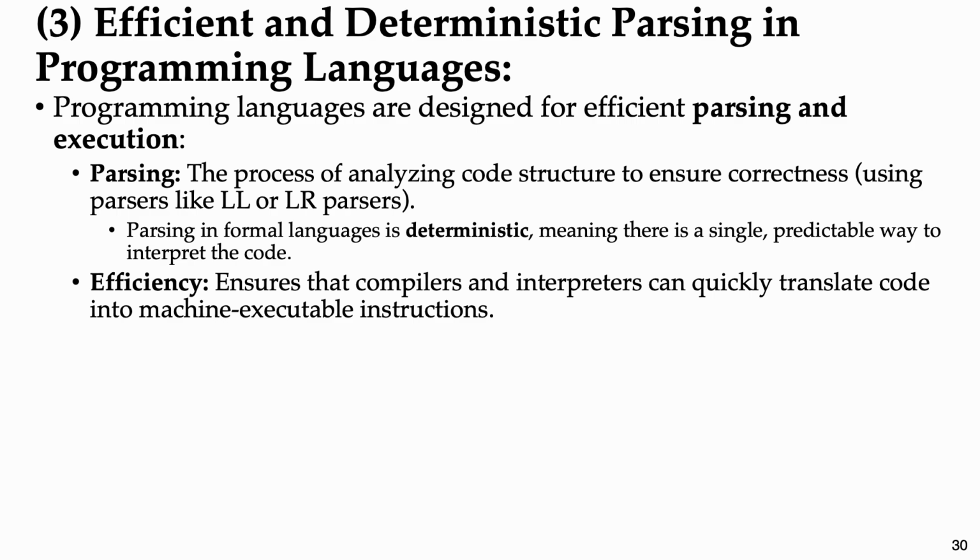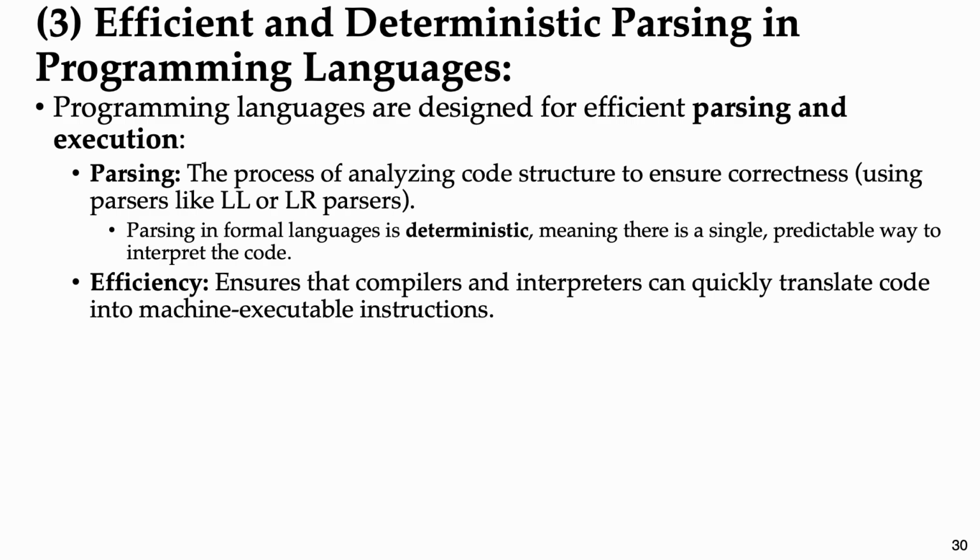Efficiency is another key aspect of programming languages. Programming languages are designed to be efficient to parse, understand, and execute. Parsing, in this context, refers to the process of analyzing code structure to ensure that it is syntactically correct and can be executed properly. Common parsing strategies, such as left-to-right or top-down parsers, are designed to be highly efficient. This efficiency allows compilers and interpreters to quickly translate source code into another form, such as machine code or an intermediate representation, without ambiguity or excessive overhead.